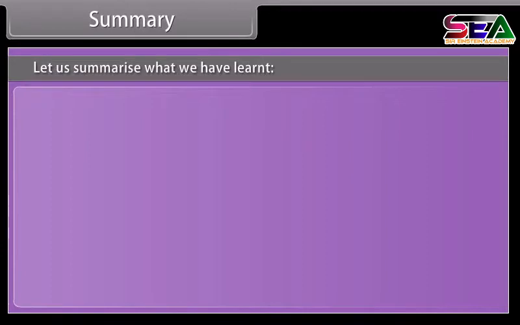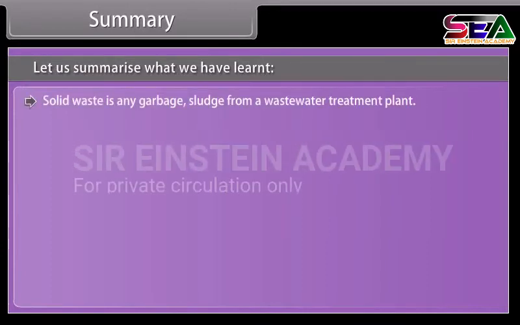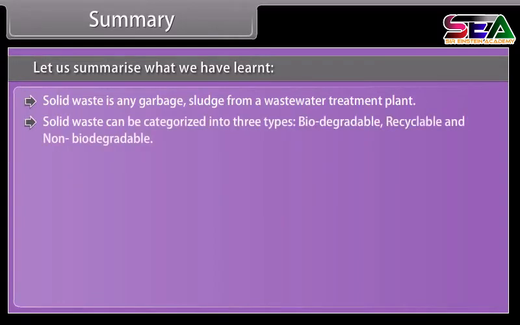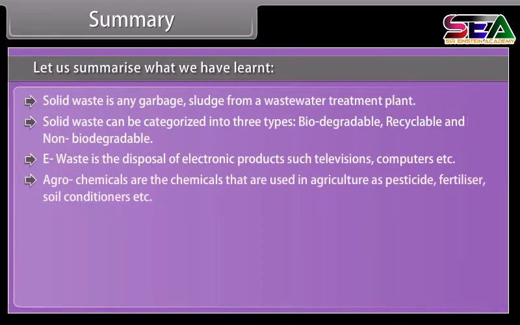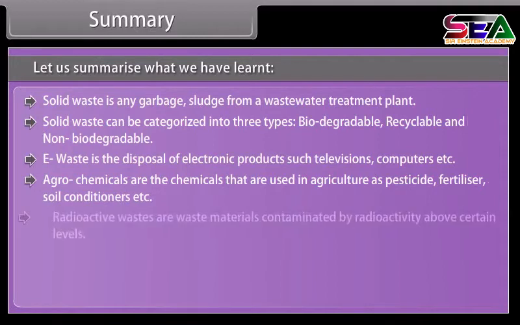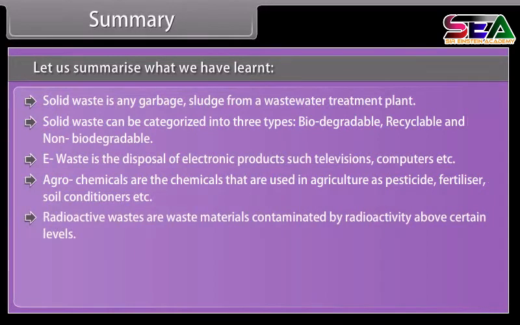Summary. Let us summarize what we have learned. Solid waste is any garbage, sludge from a wastewater treatment plant. Solid waste can be categorized into 3 types: biodegradable, recyclable, and non-biodegradable. E-waste is the disposal of electronic products such as televisions, computers, etc. Agro-chemicals are the chemicals that are used in agriculture as pesticides, fertilizers, soil conditioners, etc. Radioactive wastes are waste materials contaminated by radioactivity above certain levels.